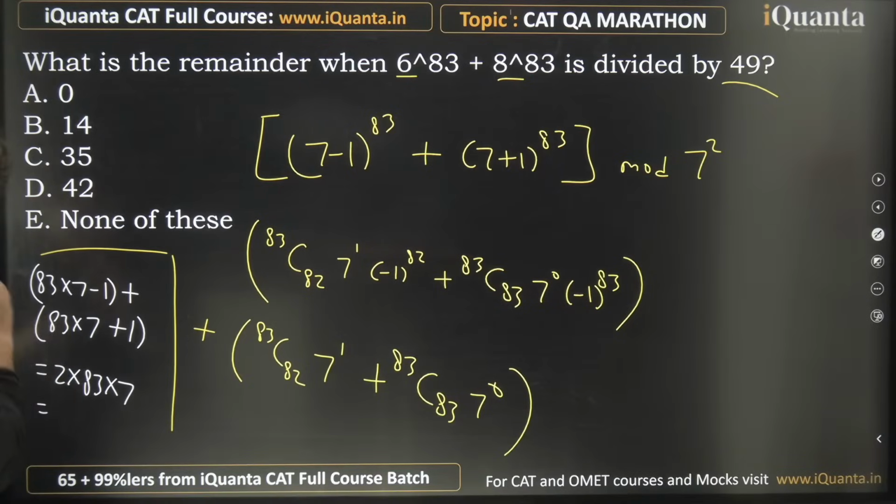If I multiply this, what do I get? 14, 8, 112, 42, 1162. Am I right? Have I done it right? Calculation 1162. Divide by 49 and tell me the answer. Astha, this is the easiest method.